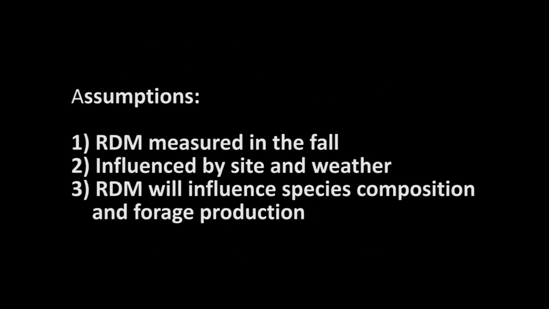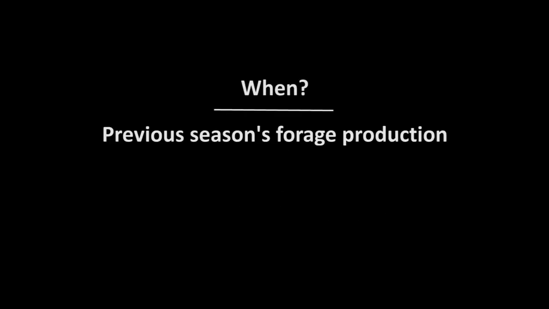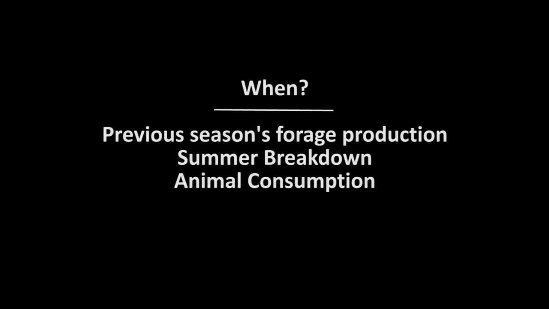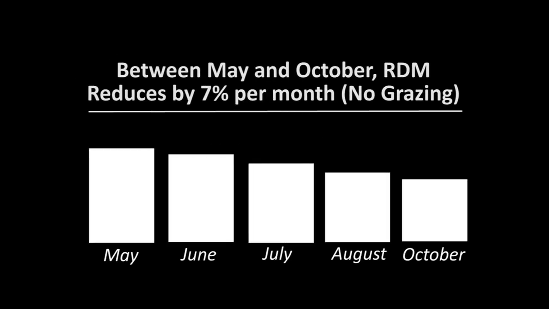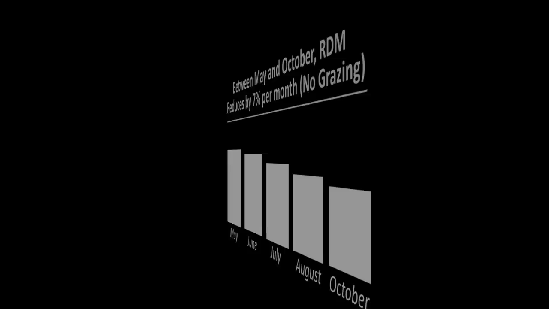The standard assumes that the amount of RDM remaining in the fall, subject to site conditions and weather variations, will influence subsequent species composition and forage production. It reflects the combined effects of the previous season's forage production, breakdown over summer, and its consumption by grazing animals of all types. Without grazing during the dry summer or fall, RDM will decrease in weight on average 7% per 30-day period from peak standing crop till the first germinating rain in the fall.